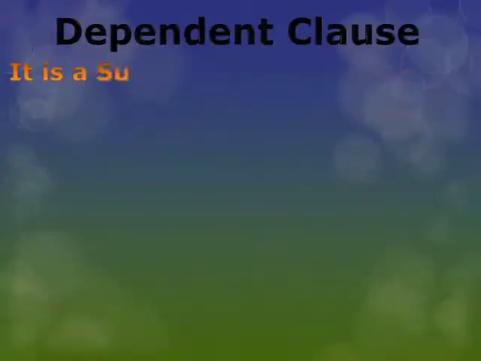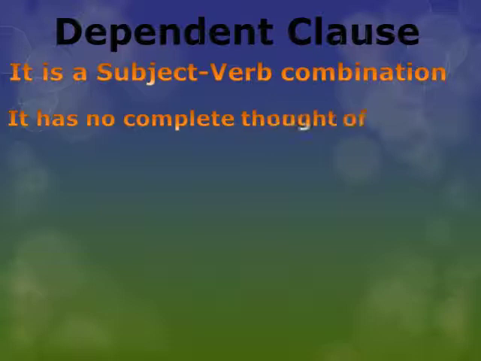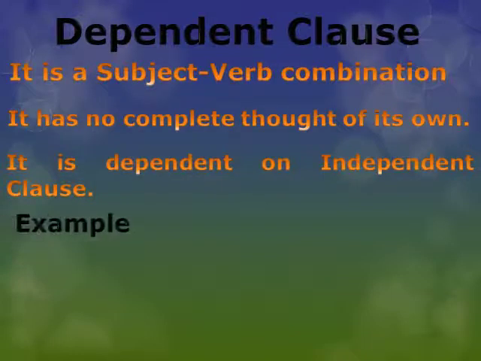Dependent clause. So what is a dependent clause? It is a subject-verb combination. It has no complete thought of its own. It is dependent on an independent clause. So let's take an example first to understand.